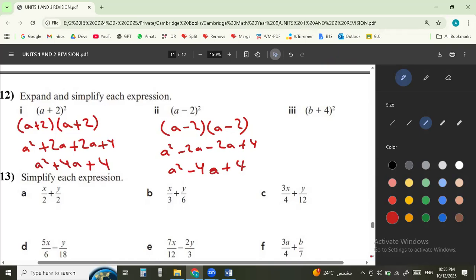Here is going to be b plus 4 multiplied by b plus 4. First by first is b squared. Then plus 4b, plus 4b again, plus 16. So b squared plus 8b plus 16.